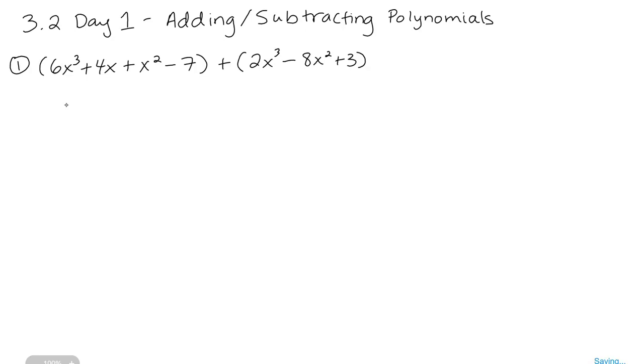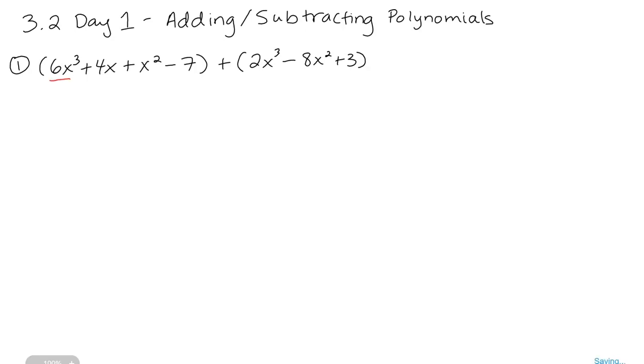Okay, so this is the problem, and I want to add these. Well, it's really easy. All it is is combining like terms. The only reason there are parentheses is just to show that we're adding the first polynomial to the second polynomial, so I can kind of ignore the parentheses when I go through. I want to make sure I put this in what we call standard form, so my exponents go greatest to least with my constant at the end.